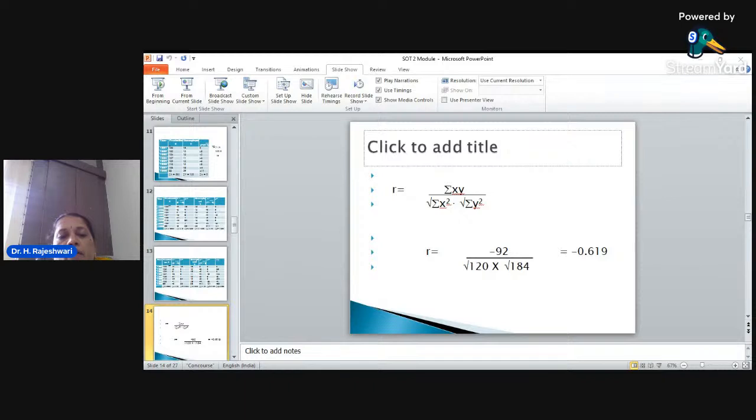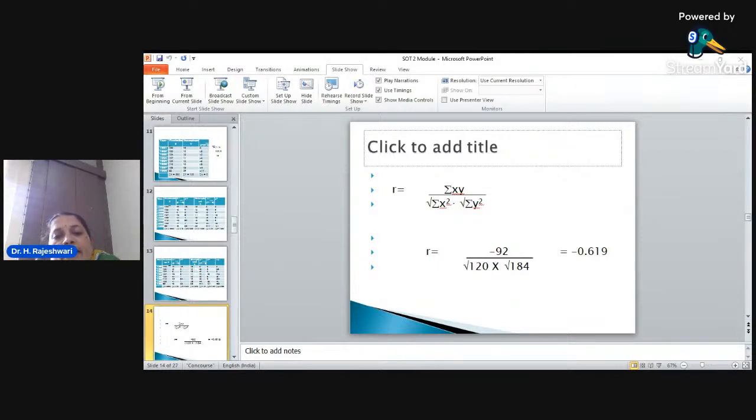Sigma xy divided by root of sigma x square into sigma y square. Sigma xy is minus 92, divided by root of sigma x square, which is root of 120, and sigma y square is 184, root of 184. That will give you minus 0.619. This is the r value. Okay, r is minus 0.619.